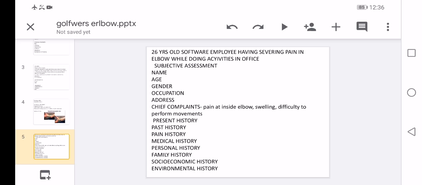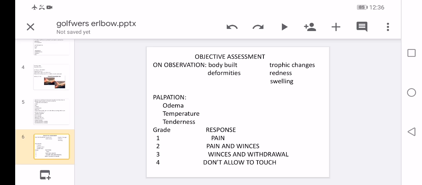Then the medical history: any medications, operations, personal history, alcohol, smoking, sleeping timings, family history from father and mother, congenital conditions, socio-economic history, and environmental history, at home and at the workplace. Coming to the objective assessment, on observation you check body build, such as ectomorph or mesomorph, and any deformities. Check for any assistive devices at the elbow, and any local trophic changes, such as skin turning shiny. Any redness, yes or no?